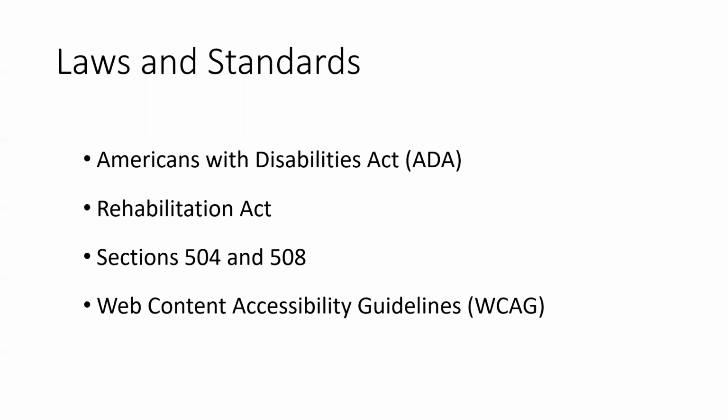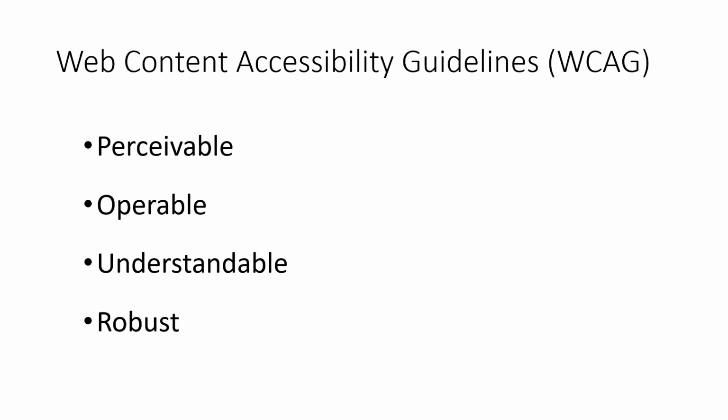We are going to go more in depth with web accessibility guidelines. The guidelines are the basis for a lot of the accessibility laws in the world and are based on 4 basic ideas of perceivable, operable, understandable, and robust web content.